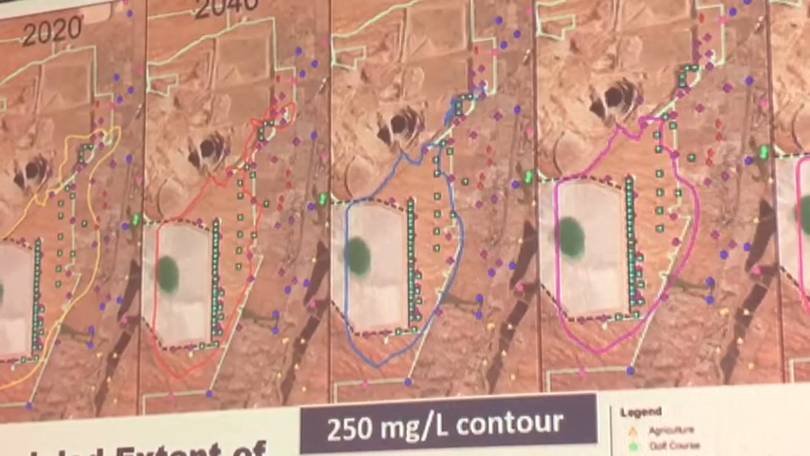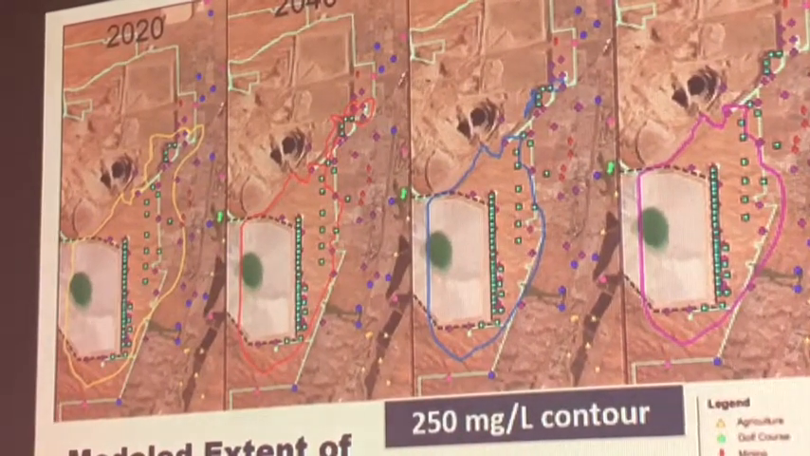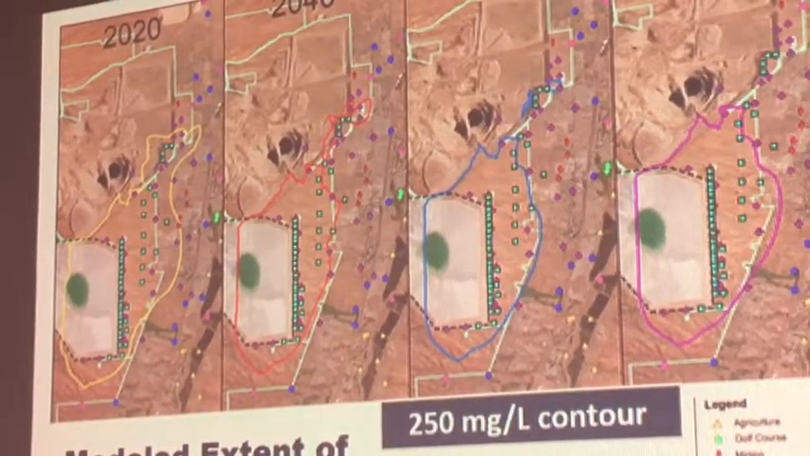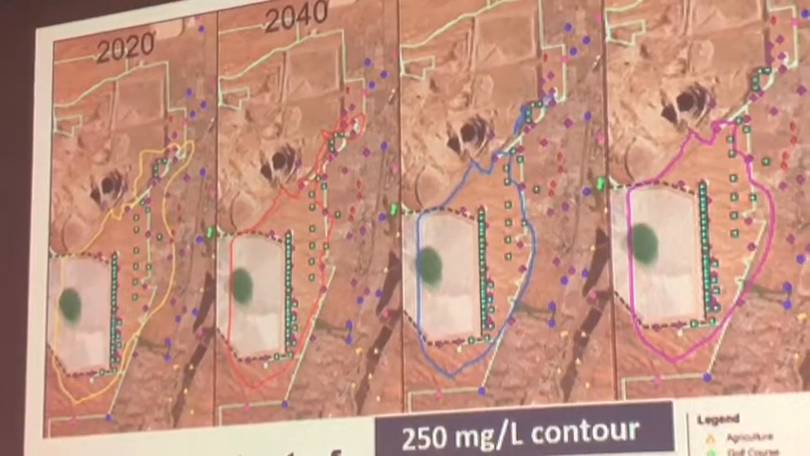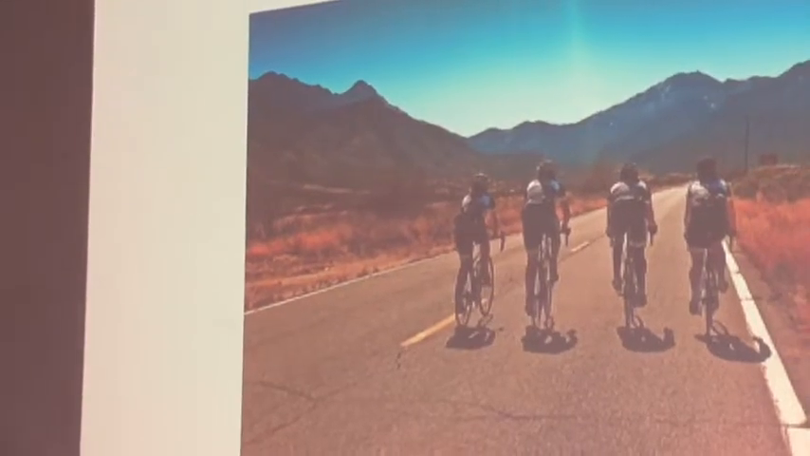So it's nice to know they're doing that modeling, huh? They are concerned about it. All right, now we're going to move into the future.